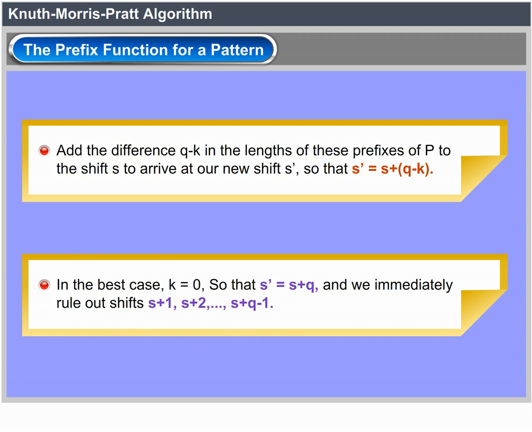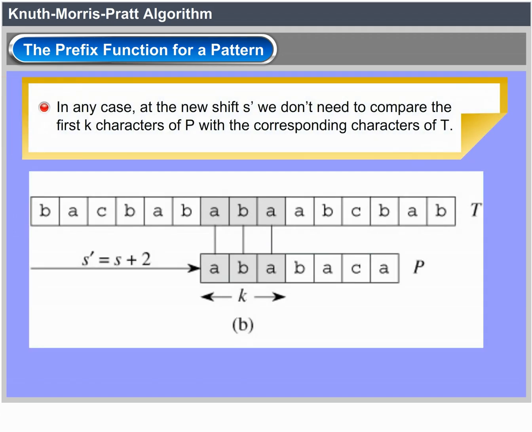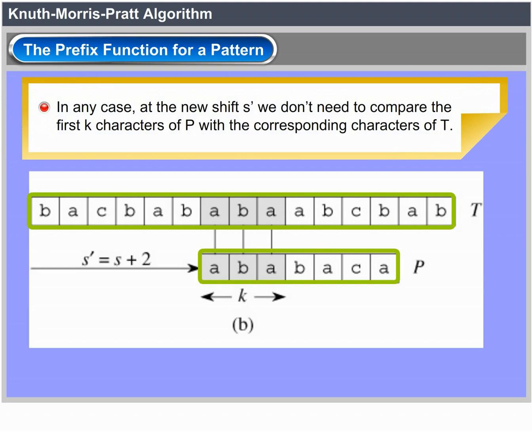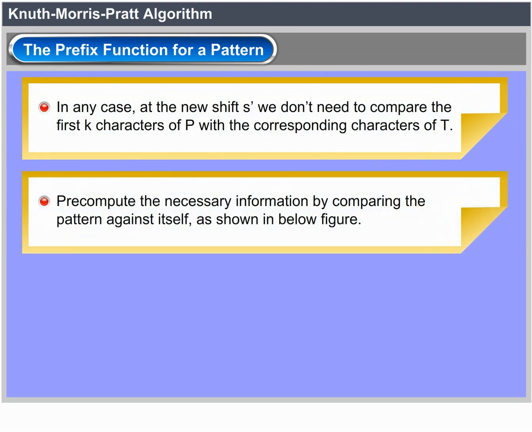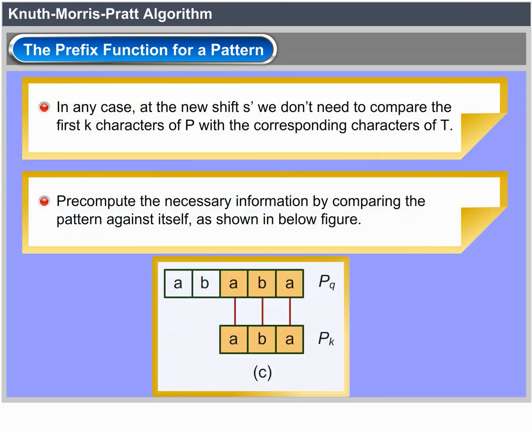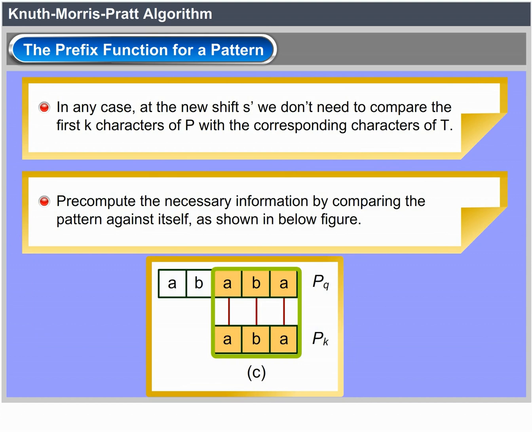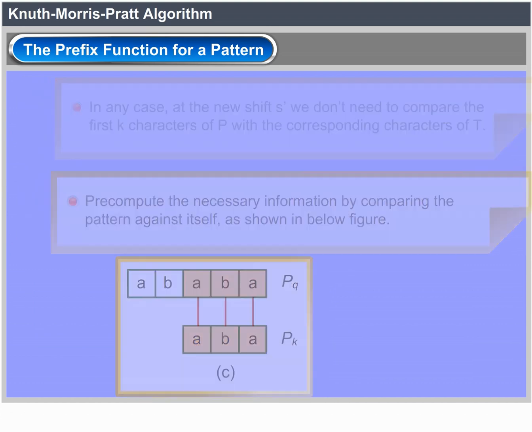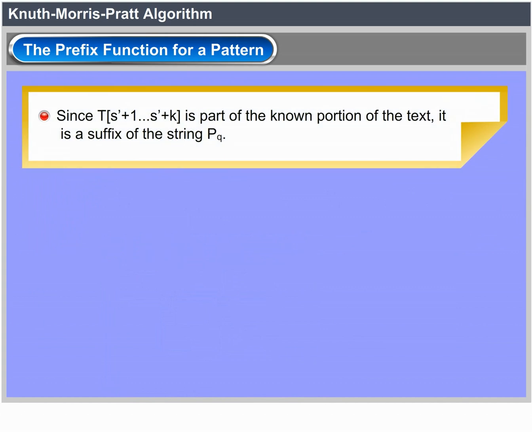In any case, at the new shift s', we don't need to compare the first k characters of P with the corresponding characters of T. Pre-compute the necessary information by comparing the pattern against itself, as shown in this figure. Since T[s'+1..s'+k] is part of the known portion of the text, it is a suffix of the string P_q.